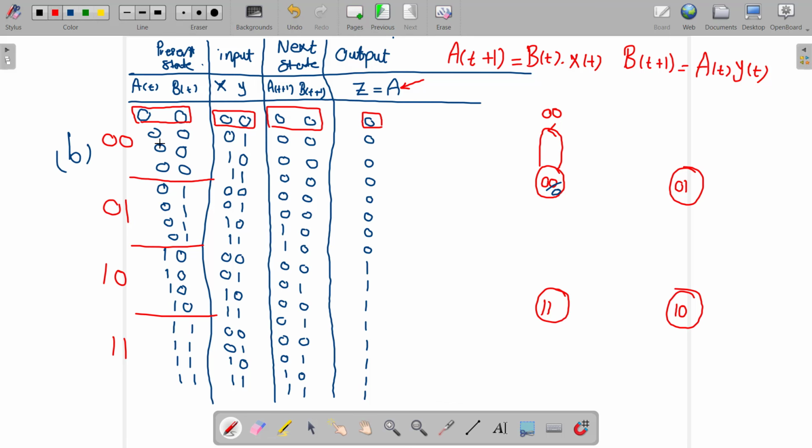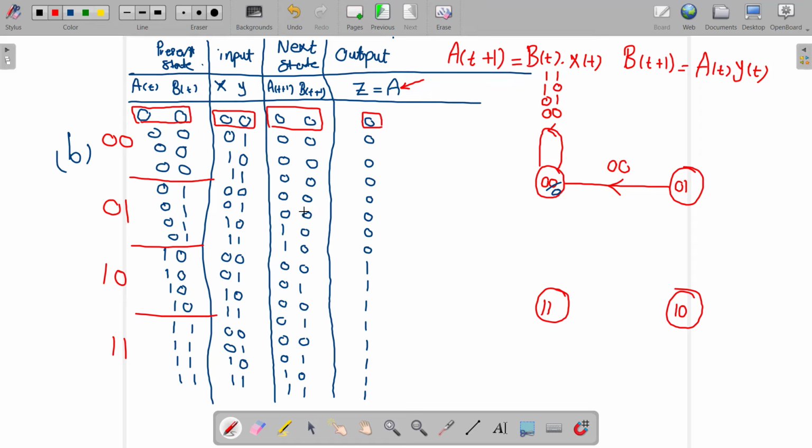For example, again we say that for 0 0 input, 0 1, the output is 0 1. For 0 1, the next is 0 0, again 1 0 and 1 1. Now you can see that in all of the cases the next state will be 0 0. So in this one, the present state is 0 1, the input is 0 0, the next state is 0 0. So it means that we are in the 0 1, the output is 0 0, the next state will be 0 0.